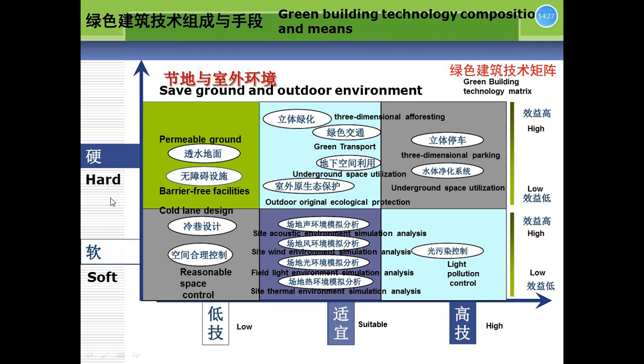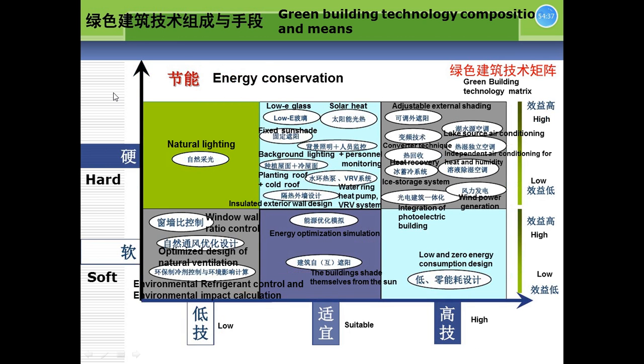Soft turn to hard. Low should change to high. Energy conservation. Natural lighting, for example, window wall ratio control. Optimized design of natural ventilation. Environmental refrigerant control and environmental impact calculation.